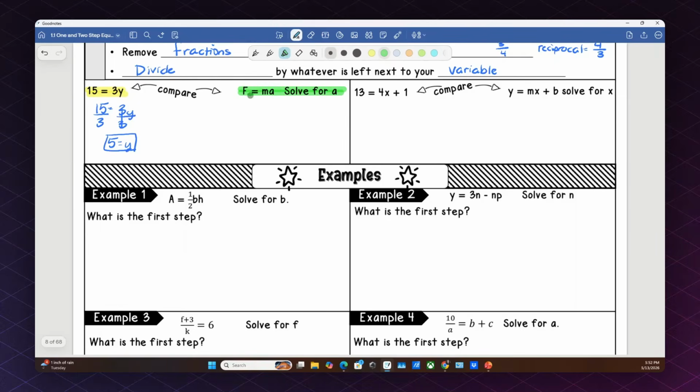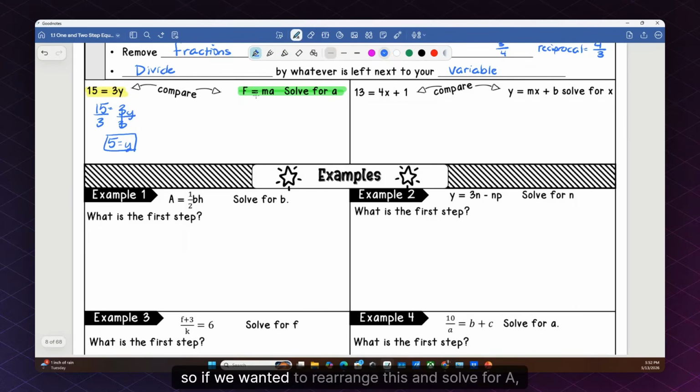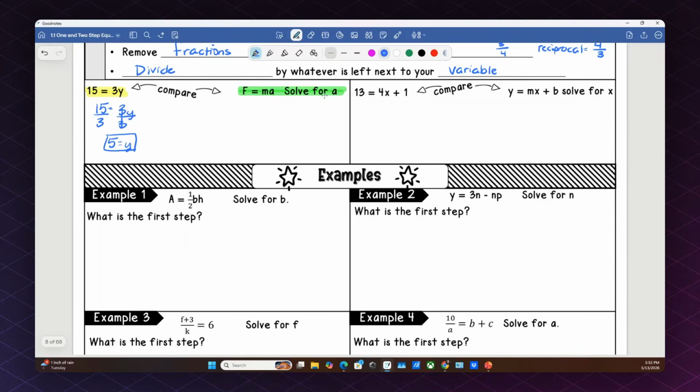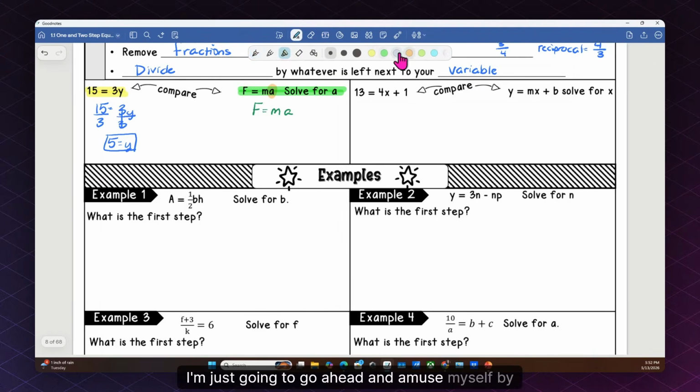This is actually Newton's second law: force equals mass times acceleration. So if we wanted to rearrange this and solve for A, my A is right here. We need to move that M away from it. It's very similar to how this is set up. So we'll do F equals MA, and we want to solve for A. I'm going to highlight my A, because that's the one I want to leave alone.